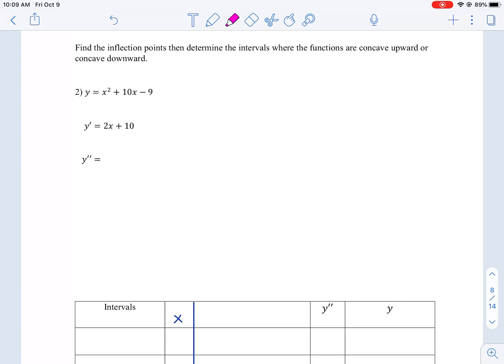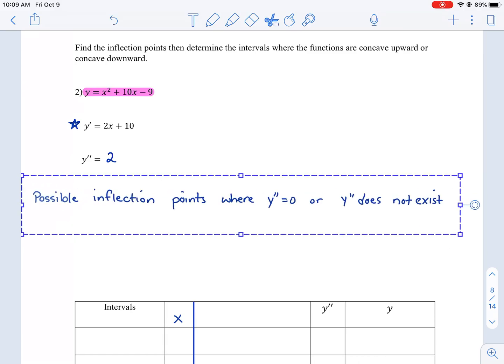Hello class, in this video I'll be doing another example on how to find inflection points and how to apply the test for concavity. Let's begin. Alright, so we want to find the inflection points and any intervals in which the graph of this quadratic function is either concave up or concave down. And to do that, we're going to need to find the second derivative. So the first derivative is already provided, so the second derivative is just 2.